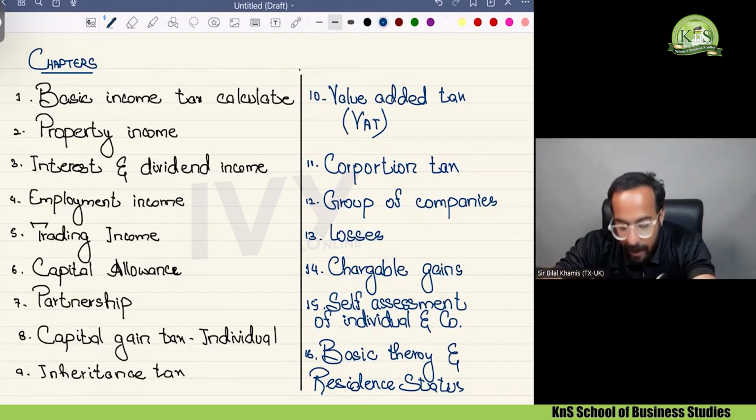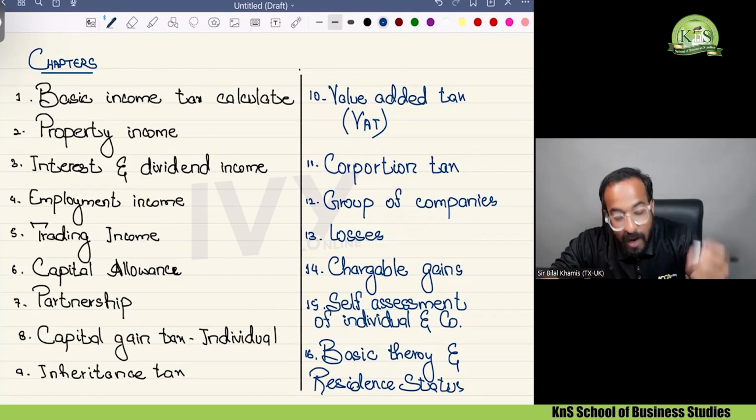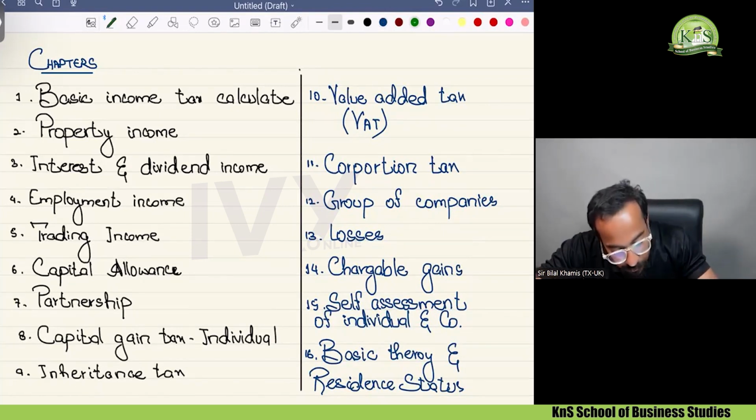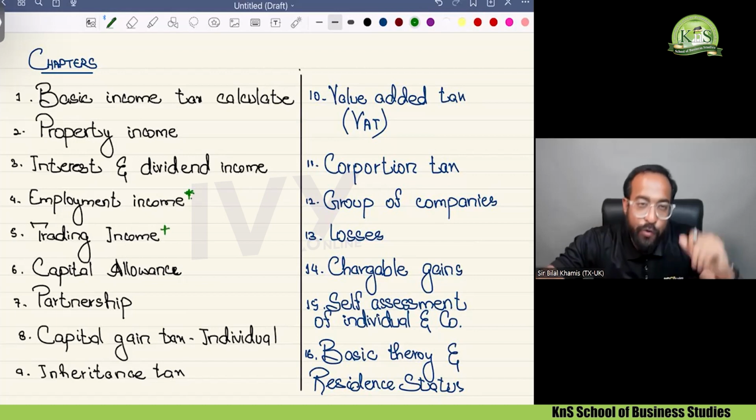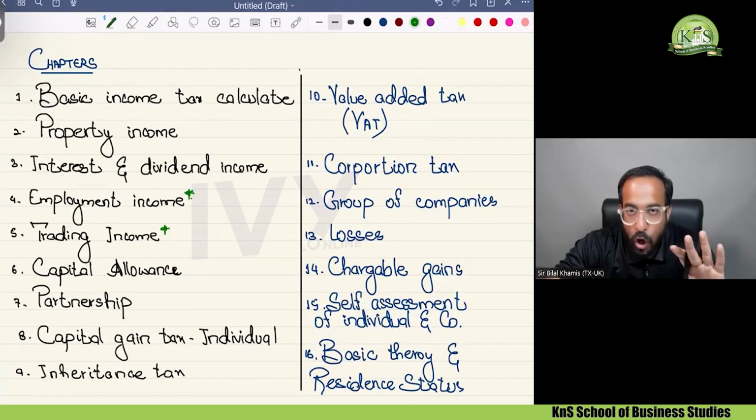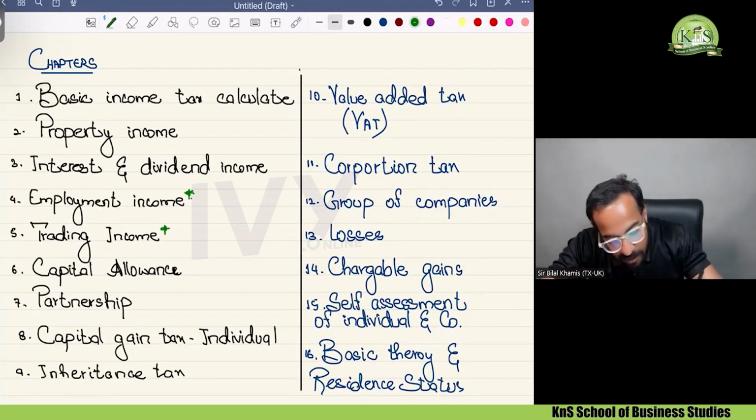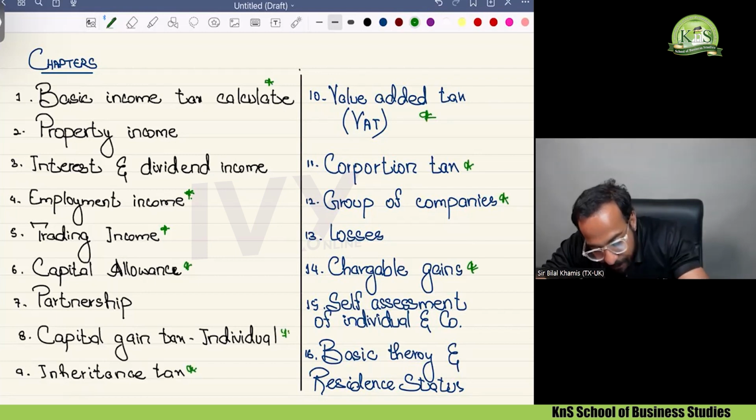Now be focused over here. I'm just giving you a hint. These chapters are very much important. Important means that you need to spend more time and do more practice on these chapters. It does not mean that you have to leave the other chapters, right? I'm just making the point. And this chapter is a theoretical chapter.